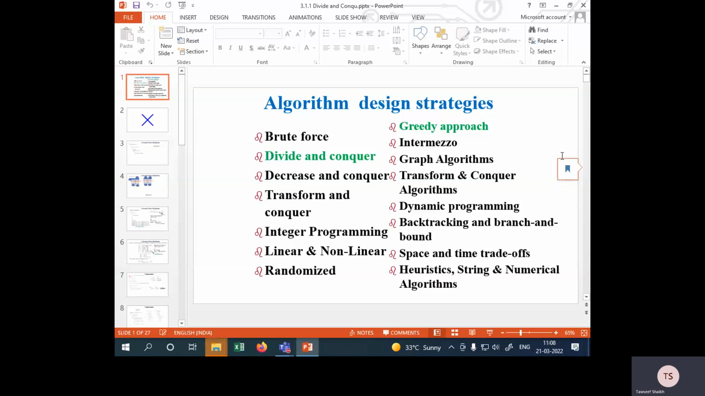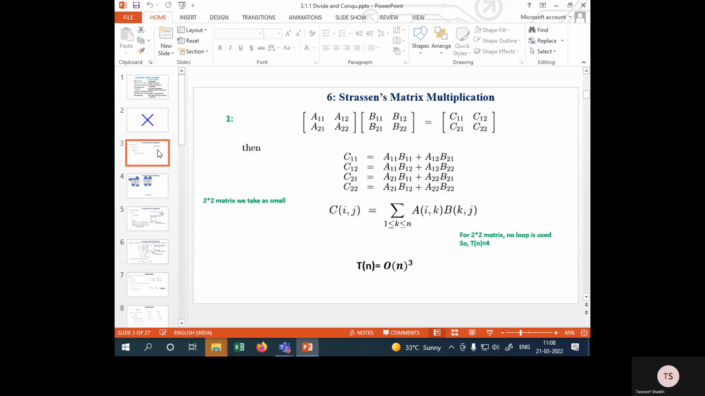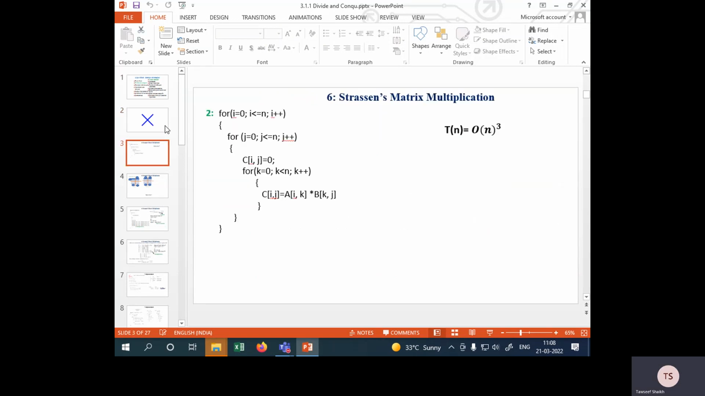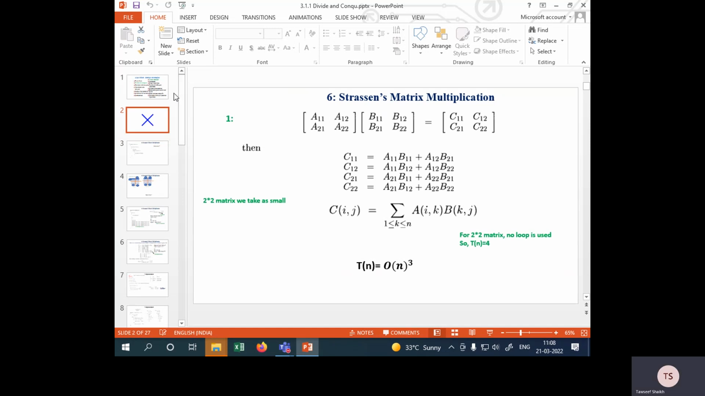Okay, so we were actually left with some of the topics of the divide and conquer approach. We have finished dynamic programming, and a few mini topics of divide and conquer are still left behind. One of them is matrix multiplication, but using Strassen's technique.